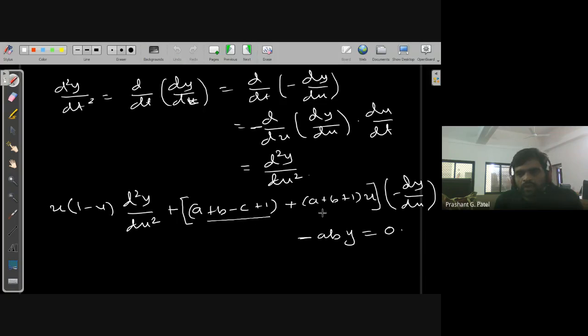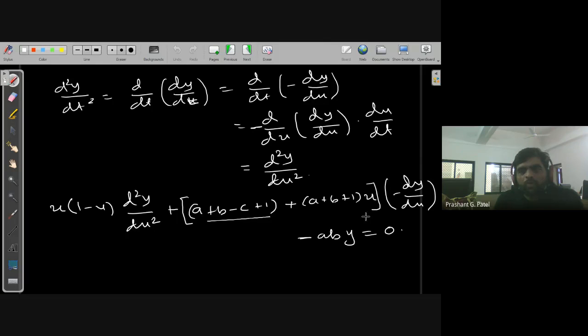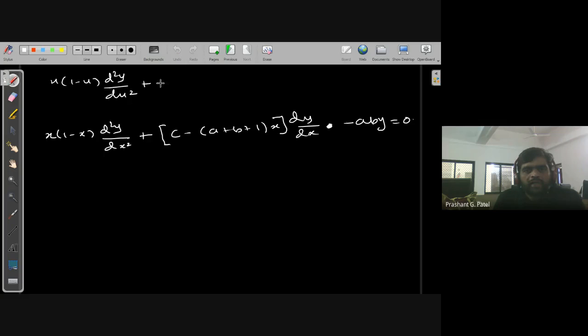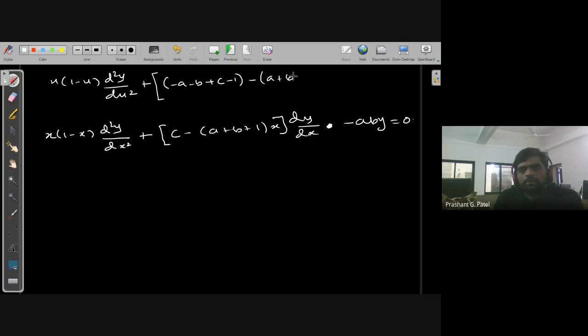Now if you compare with this, I want to write down our equation in that form. And this minus sign will affect, this will be minus, this will be minus, this will become plus, and this will become minus. So that's why we have it as minus a minus b plus c minus 1 minus a plus b plus c plus 1 into u into dy by du minus aby equal to 0.